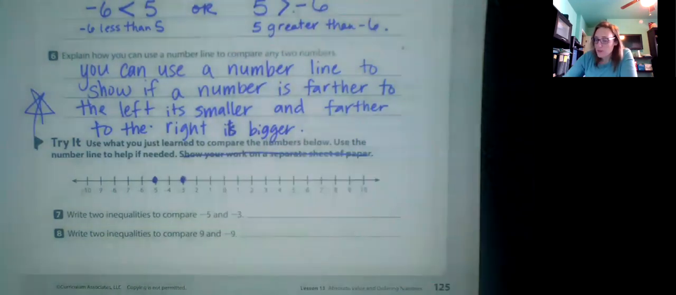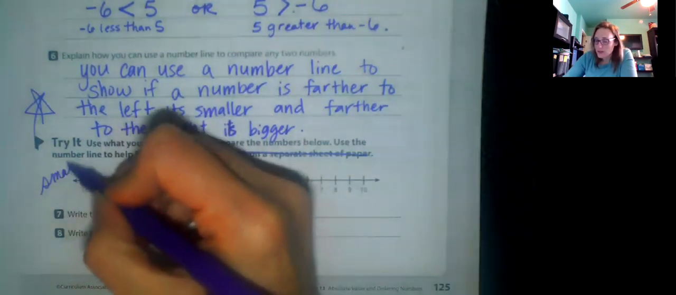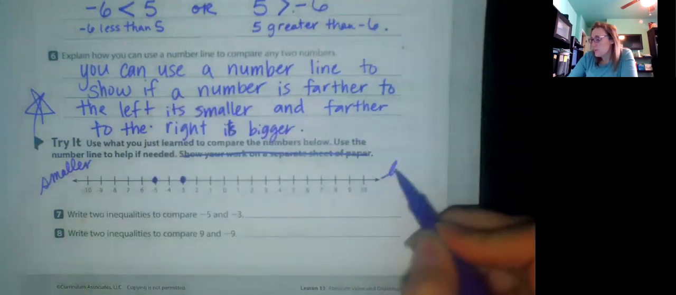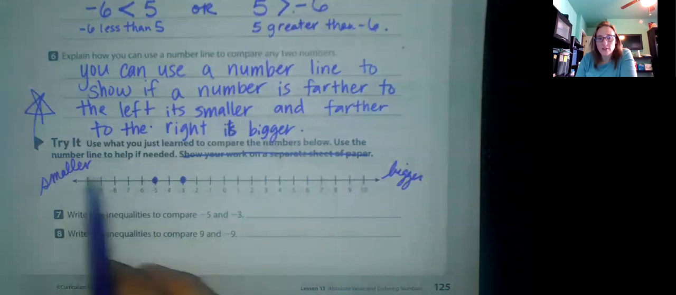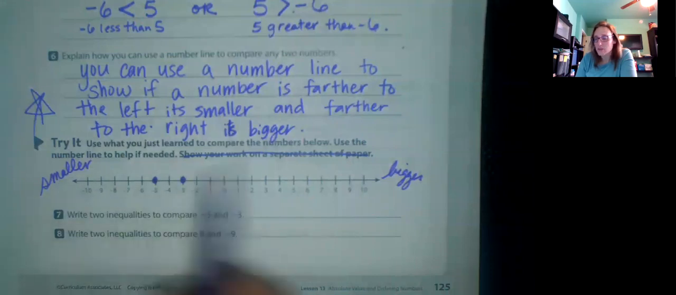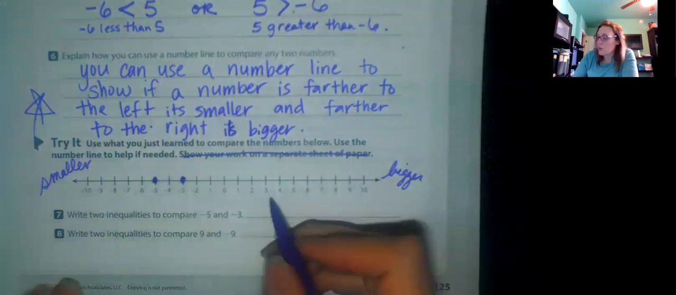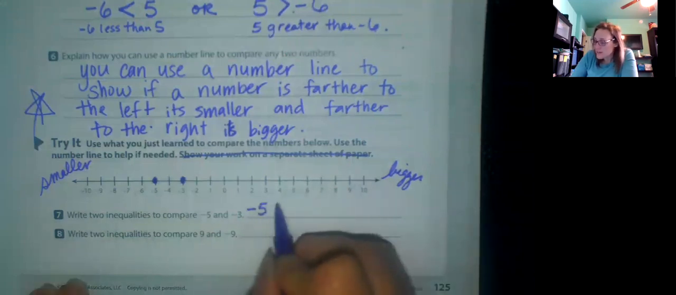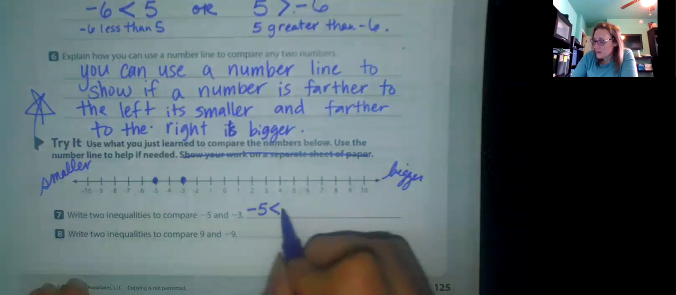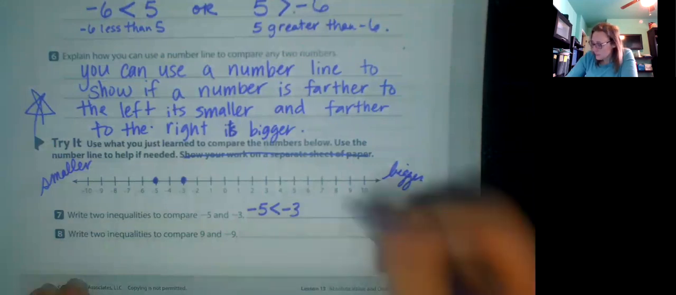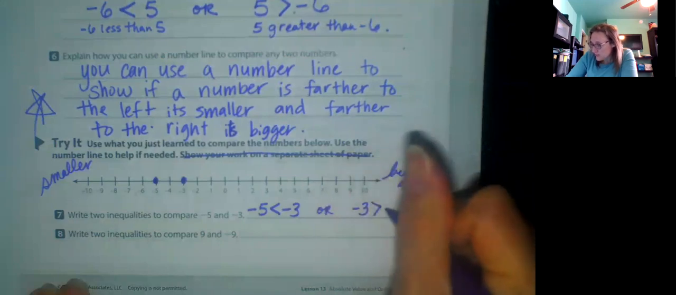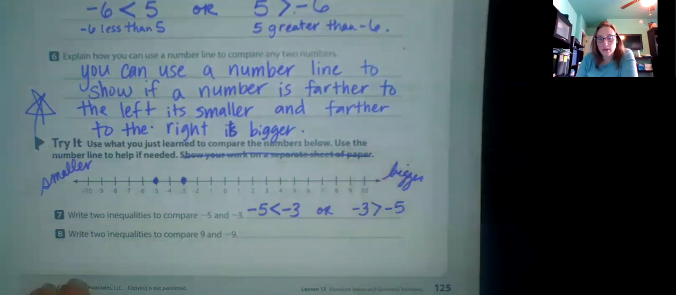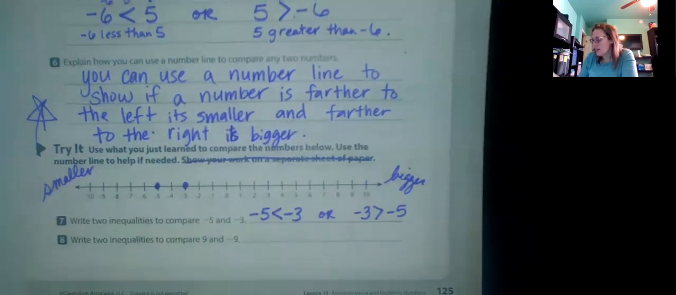Okay, so remember these ones are smaller and this side is bigger. Okay, so we can see that negative 5 is on the smaller side, negative 3 is on the bigger side. So when we go to write an inequality, we're going to say that negative 5 is less than negative 3, or we could say that negative 3 is greater than negative 5. Okay, smaller, bigger.